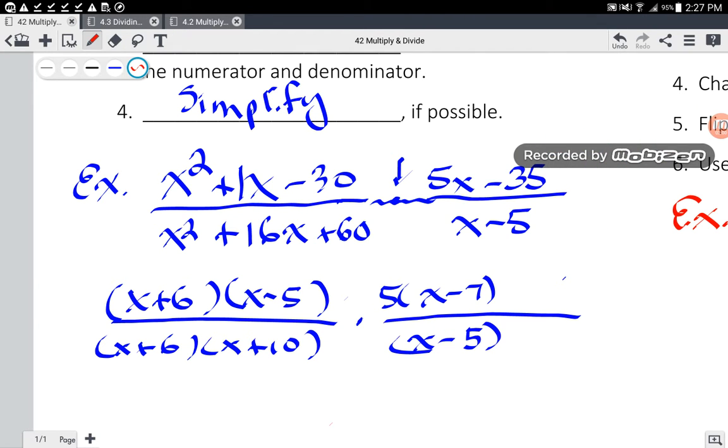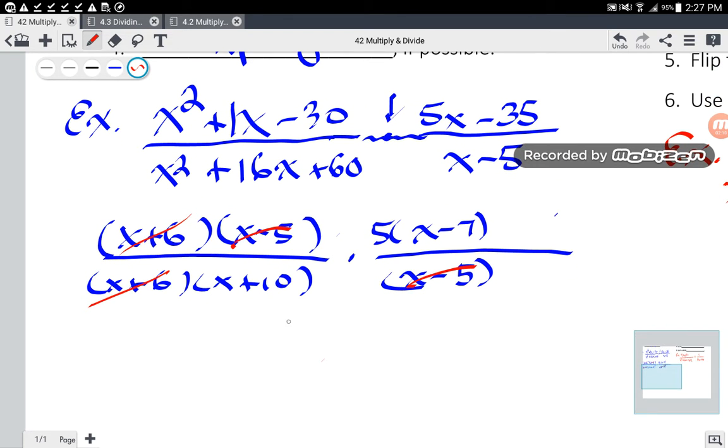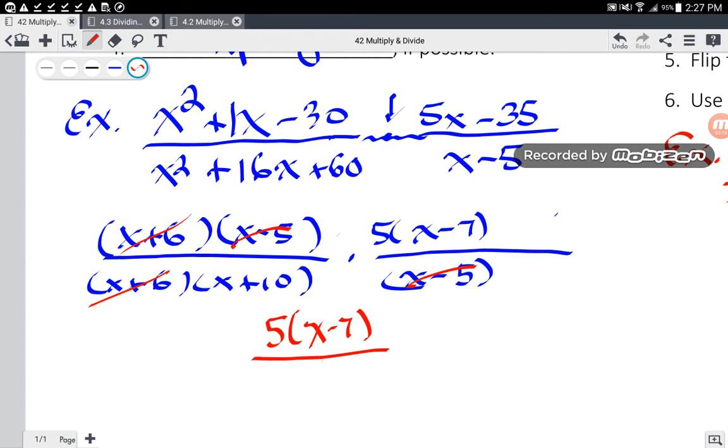All right, so now you're looking for factors that are identical, top and bottom. And that looks like it. So my answer is 5, x minus 7 in the numerator, x plus 10 in the denominator.